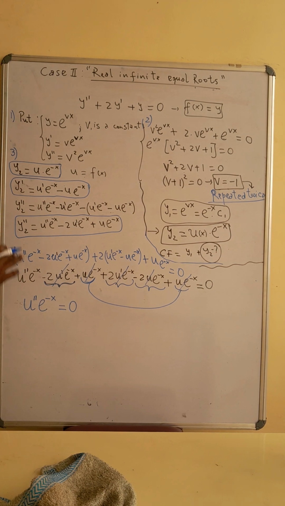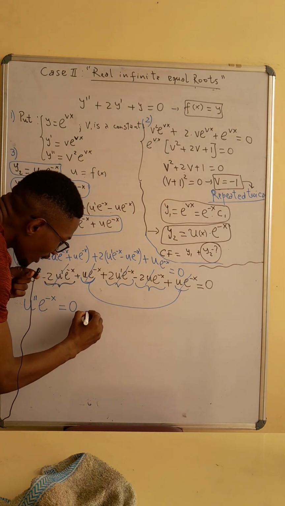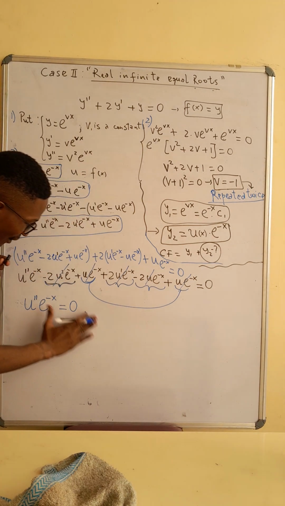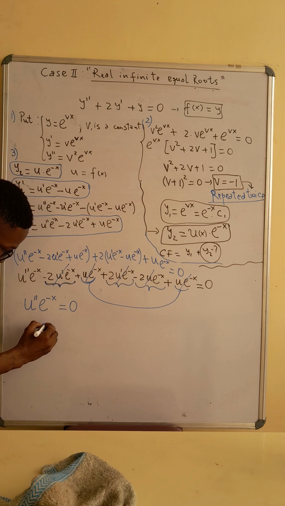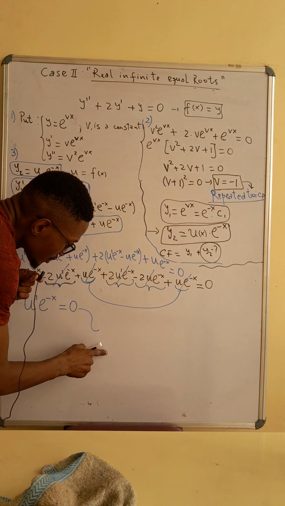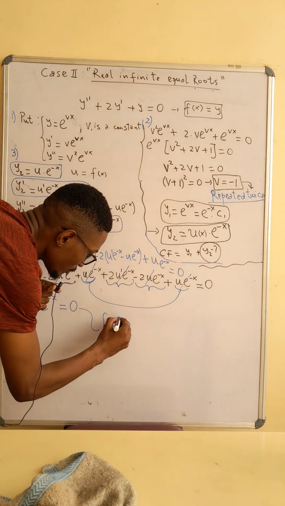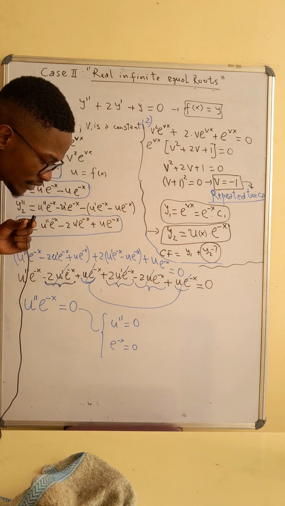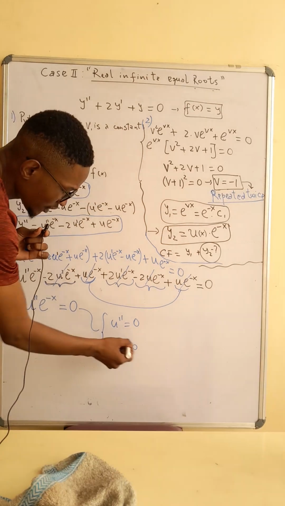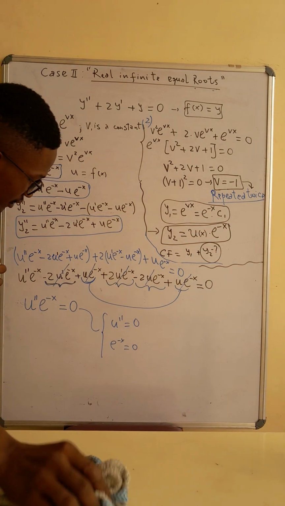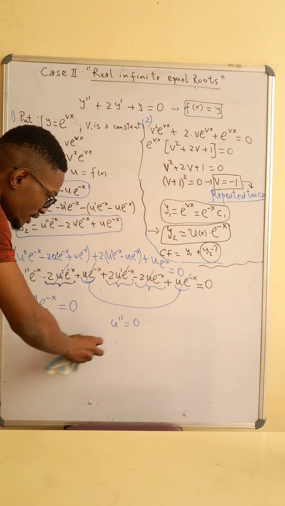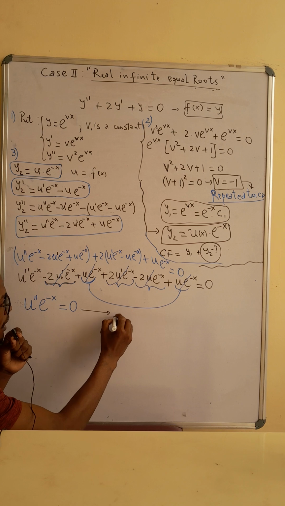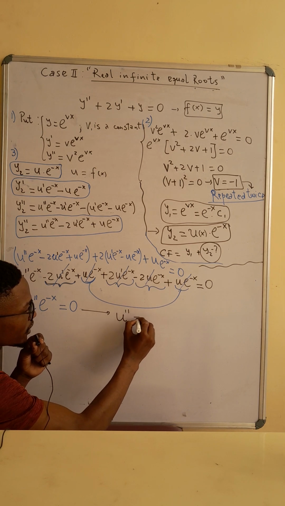Now see, that's the question. When we have Euler minus x equal to 0, that makes no sense. You can just put it away. So we will have this expression here: u double dash Euler minus x is equal to 0. But Euler raised to minus x will never be equal to 0. So we can forget this expression here. We will take only what is u. So it means that u double dash is equal to 0.